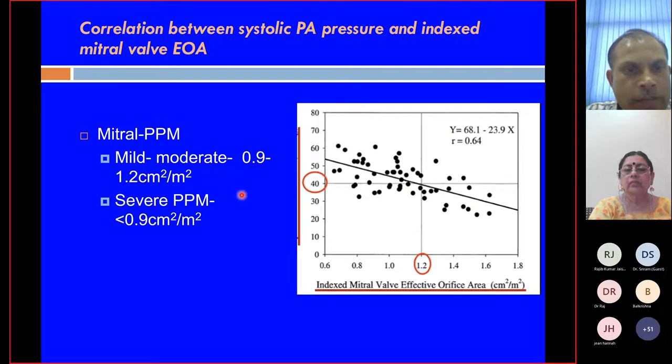So you can measure the effective orifice area and index it to the body surface area. As you can see, if it is 1.2 or more, the systolic pressures were largely normal, and there was a significant increase as it decreases. Less than 1.2 suggests mild to moderate patient prosthetic mismatch in the case of mitral position. And if it is less than 0.9, that suggests severe patient prosthetic mismatch for the mitral valve.